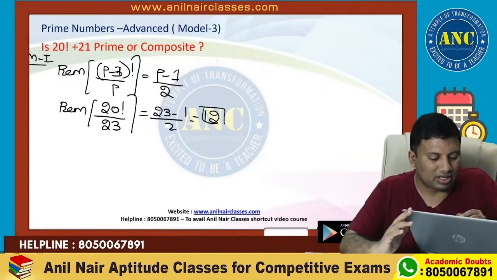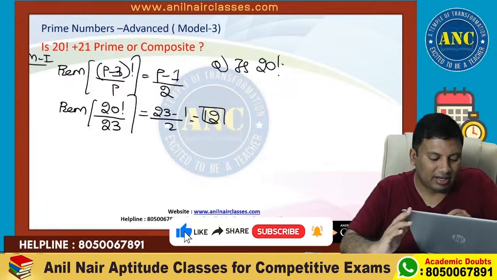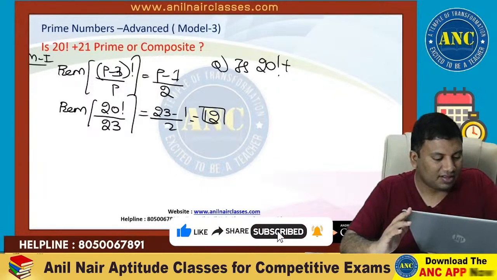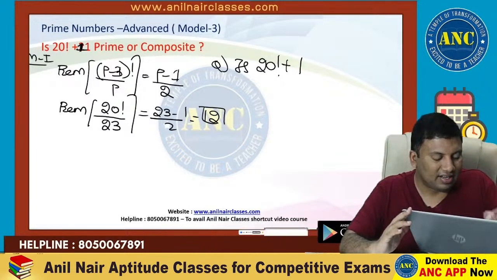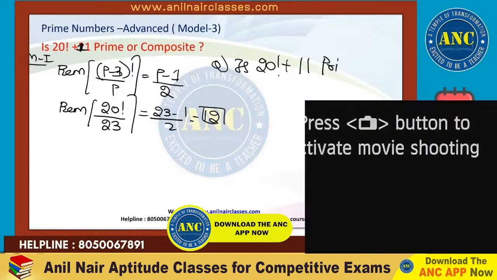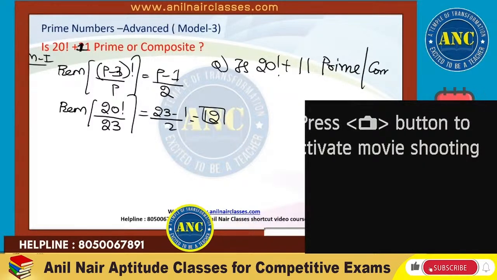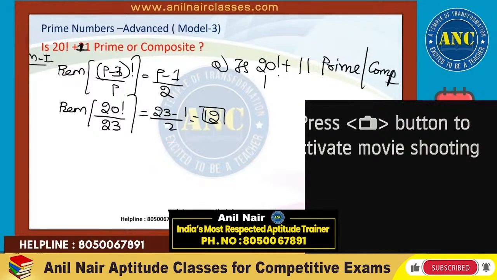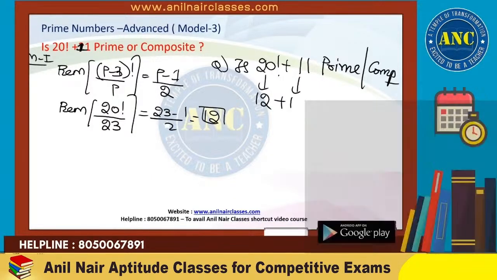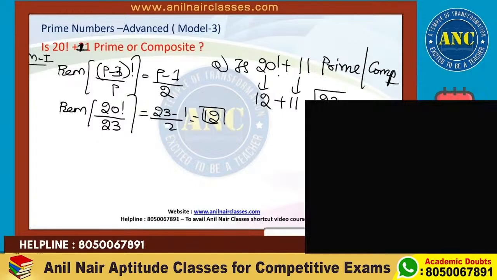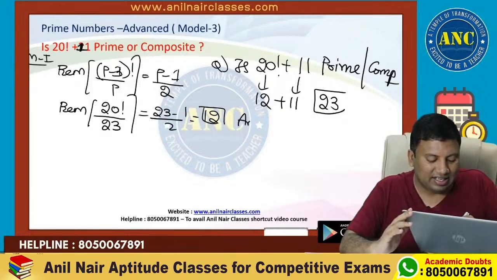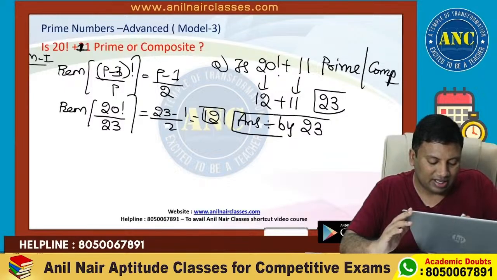So, if the question is like this, 20 factorial plus 11, it is not 20, it is 11, plus 11, prime or composite. 20 factorial plus 11, prime or composite. These giving remainder 12, these giving 11, 12 plus 11, 23. Answer is divisible by 23. I hope it is clear.